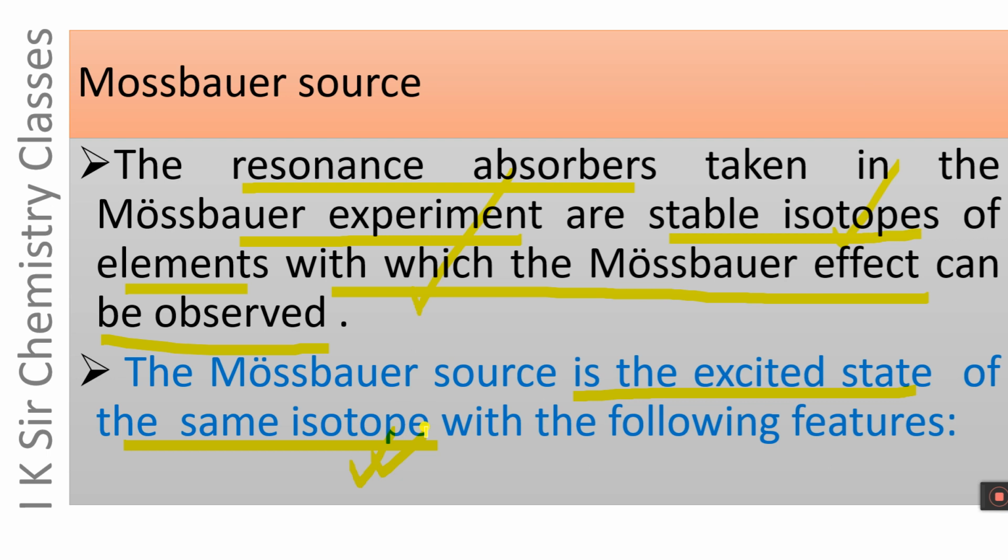We have already seen that nuclei having the same atomic number and same mass number but different amounts of energy associated with them are called nuclear isomers. In Mossbauer spectroscopy, the gamma ray absorber and the gamma ray source are nuclear isomers. The gamma ray source is also called the Mossbauer source.